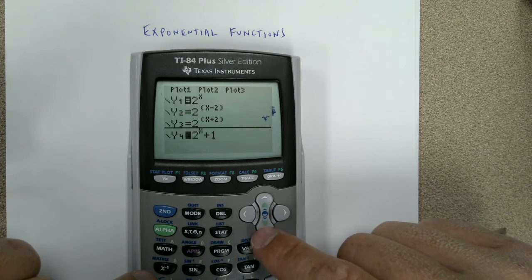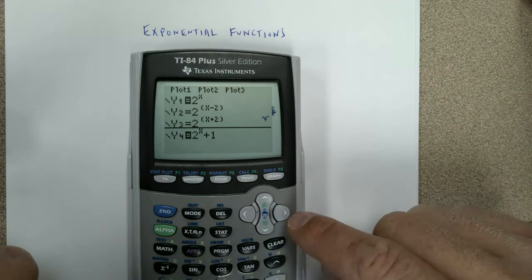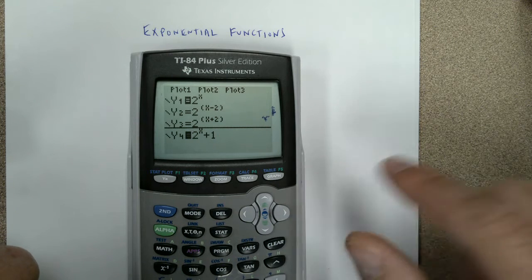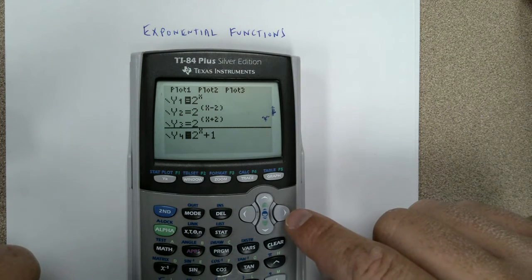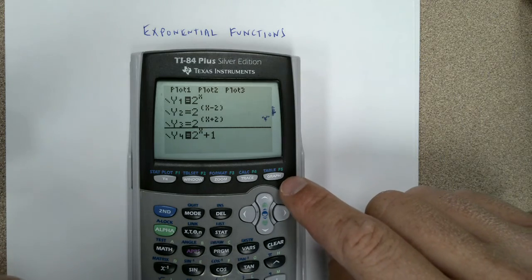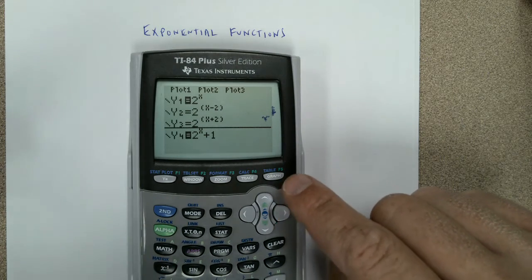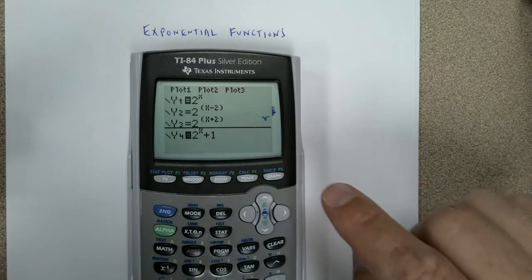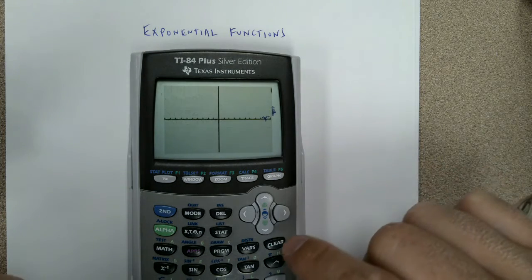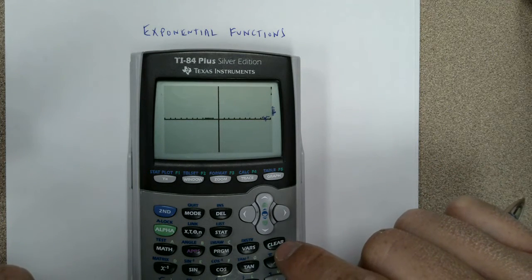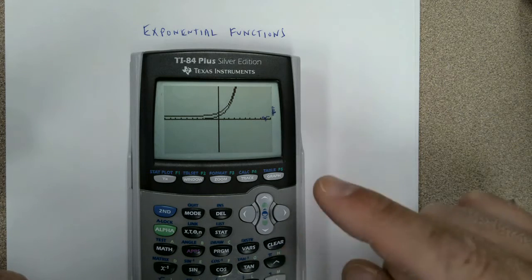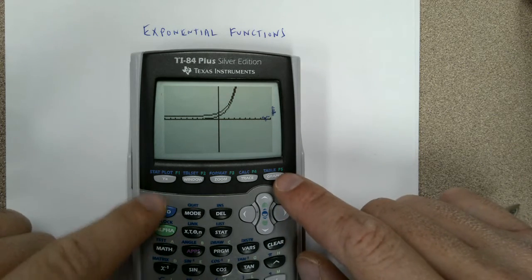So now let's say we have 2 to the x plus 1. Again, the plus 1 is outside the exponent. As you can probably guess, that's going to move our graph one up. So here's our original exponential curve, and then here's the new one. Again, it moves it up one place.